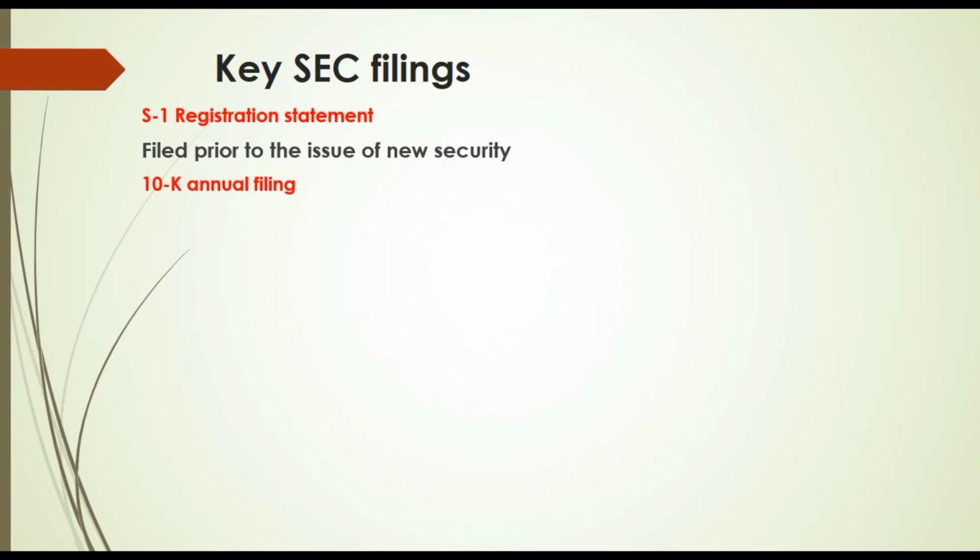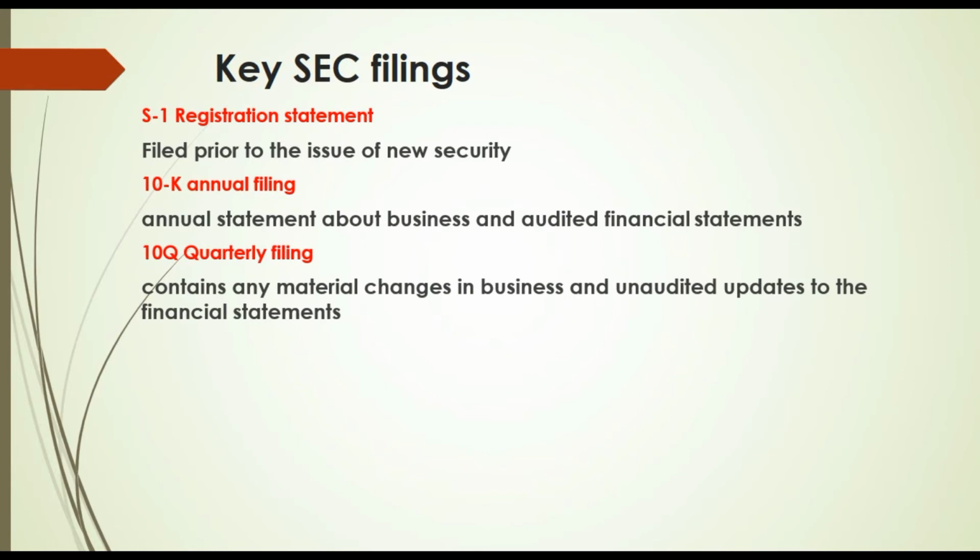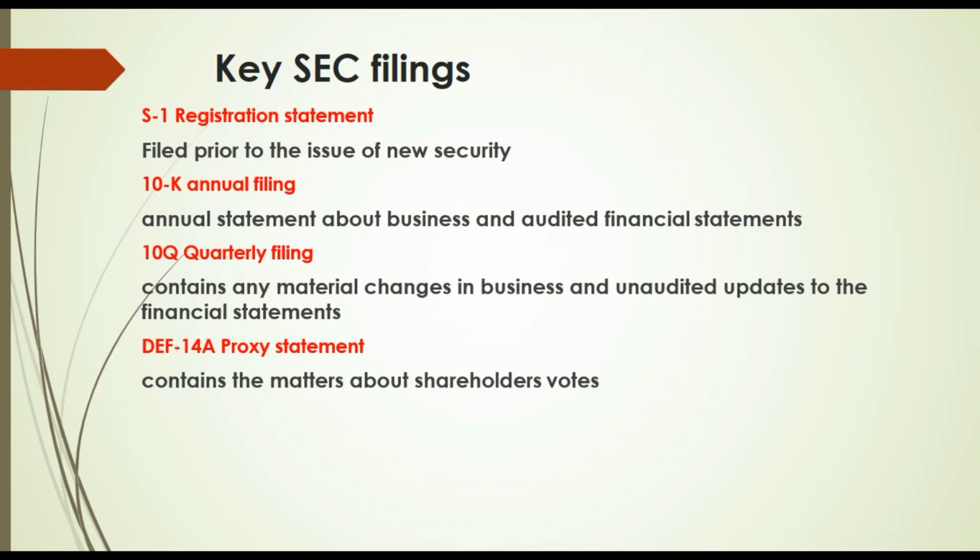10-K annual filing. It contains annual statement about business and audited financial statements. 10-Q quarterly filing. It contains any material changes in business and unaudited updates to the financial statements. DEF 14A proxy statement. It is a statement to SEC. It contains the matters about shareholders' votes.